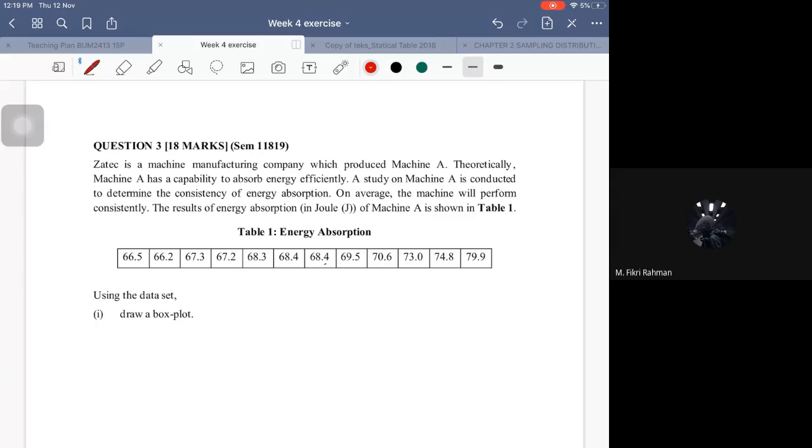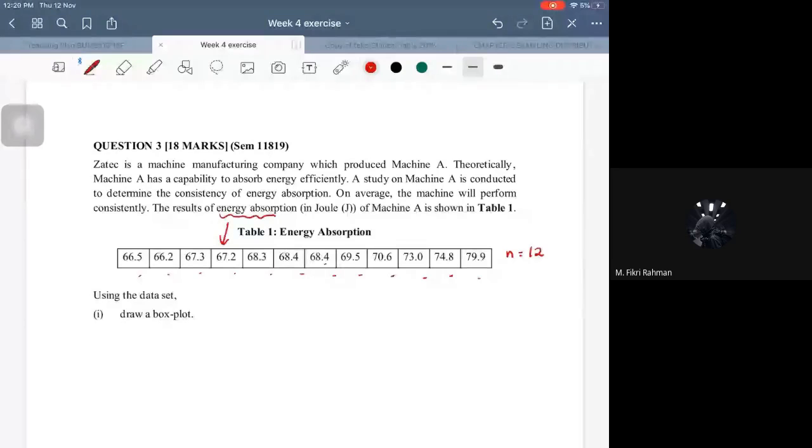The result of energy absorption, in joules, which is the unit, for machine A is shown in table 1. So this is going to be the energy absorption, with the unit in joules. This is going to be our sample. First of all, before we start, let's calculate how many samples we have. I have 1, 2, 3, 4, 5, 6, 7, 8, 9, 10, 11, 12. So here my sample size n is equal to 12. That's the first piece of information that we know.